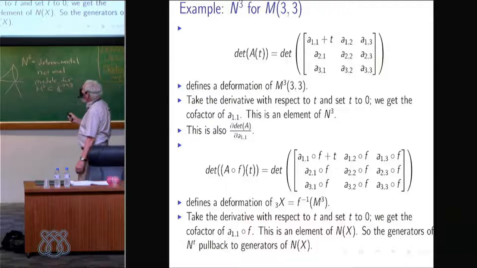Anyway, we take the derivative of this deformation with respect to t and set it equal to zero, and all we get is the cofactor we had before composed with f. There's no mixing of t with f, and so when you take the derivative with respect to t, nothing changes. This is an element of NX. So the generators of NT pull back to generators of NX.